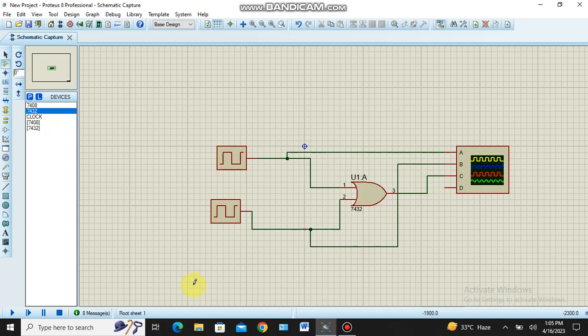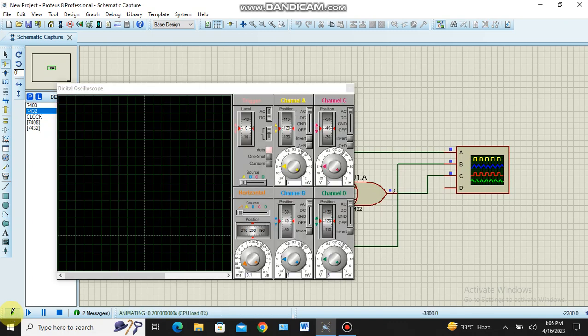So we already fixed 1 hertz on the first input and 2 hertz on the second input, so straight away we are going to simulate this. We can get the response. So simply go to full screen, and we can pause the signal. Now we can check. See, if any one of the inputs is high, the output will be high. Only when both the inputs are 0 is the output 0.